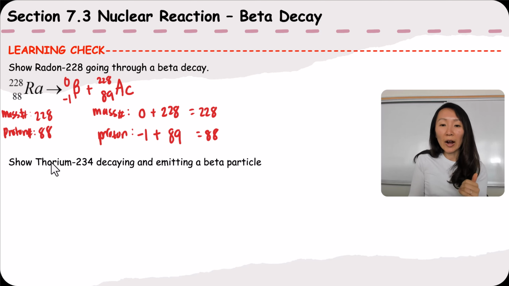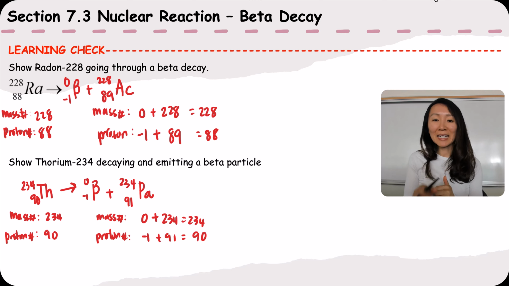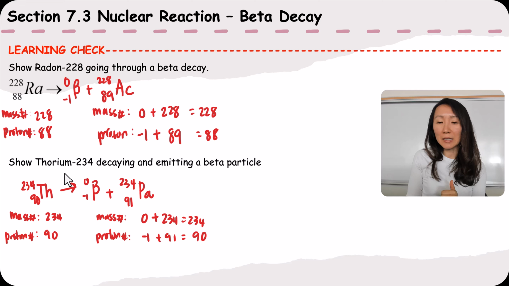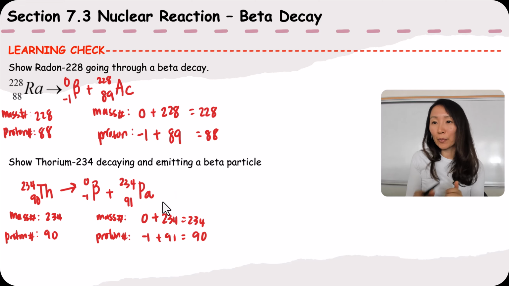Let's try the next one. So you try on this one. Show thorium-234 decaying and emitting a beta particle, and come back and check this video. Here is the key. So you see thorium, there's a beta decay, and then you're forming protactinium.